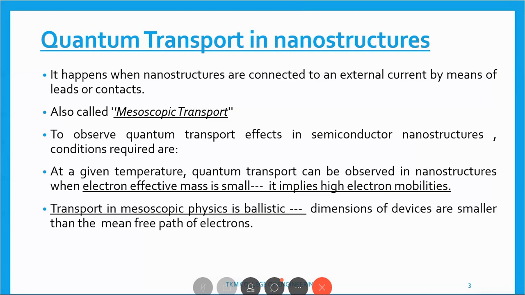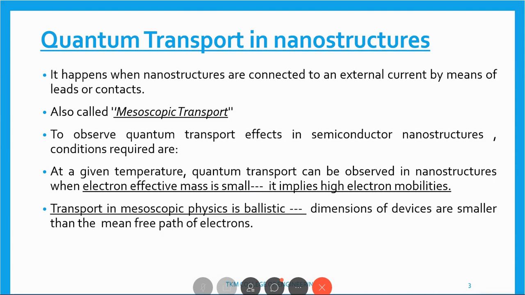So, what are the two main conditions required for quantum transport? First condition: effective mass should be small. When the effective mass is small, we get high electron mobilities. And the second condition is that transport should be ballistic, meaning the dimensions of devices should be smaller than the mean free path.